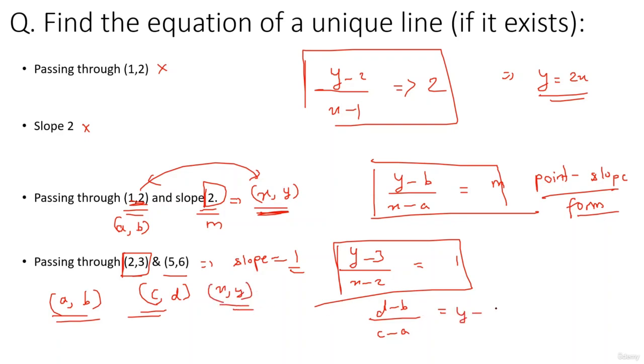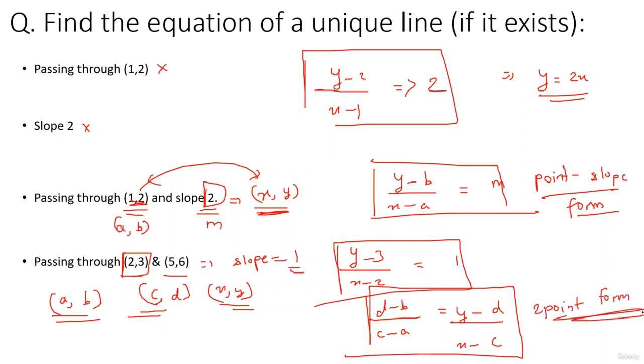So y minus d divided by x minus a. You can also do y minus b upon x minus a. एक ही बात है, okay? Since I have used both the coordinates here, this form of the line is called the 2-point form. Okay, you can make note of this.